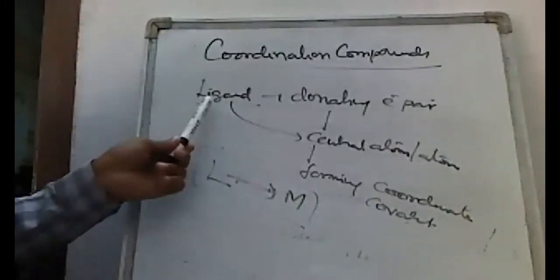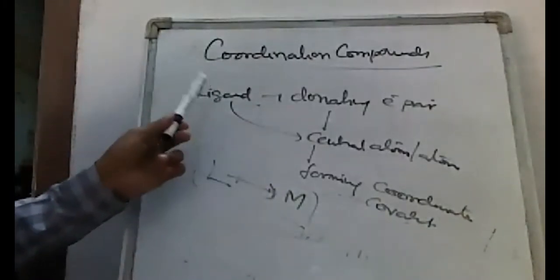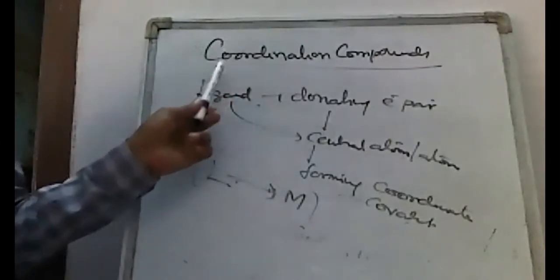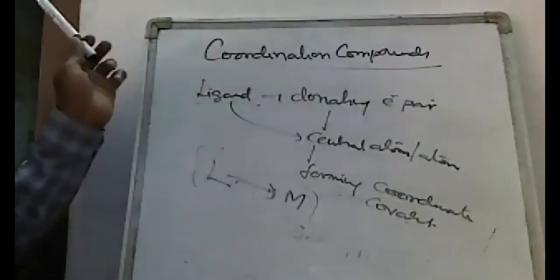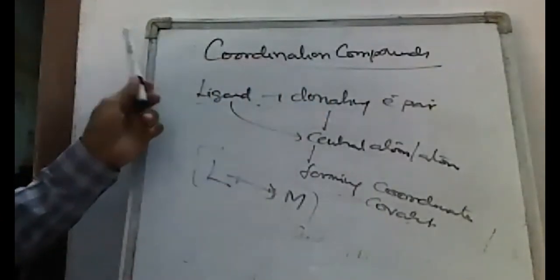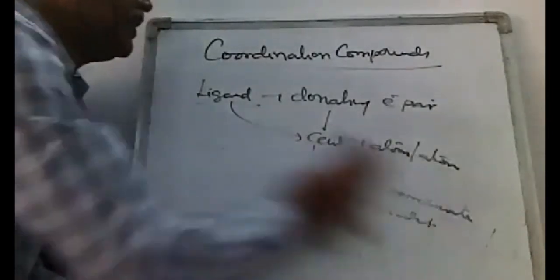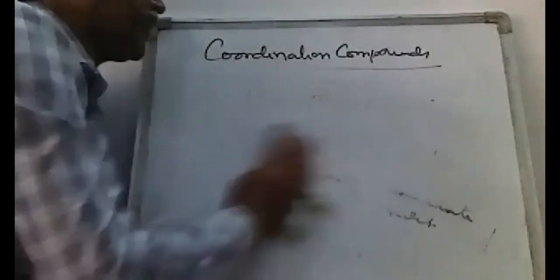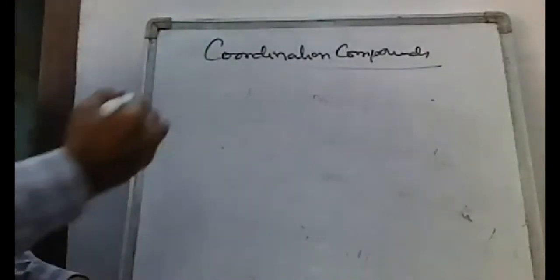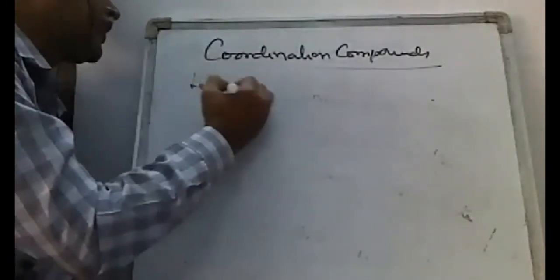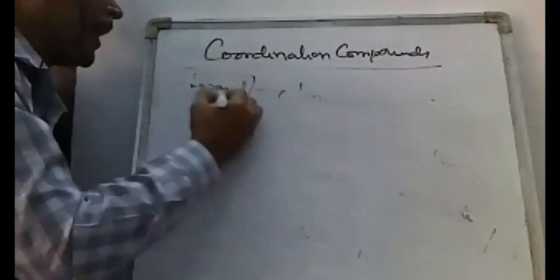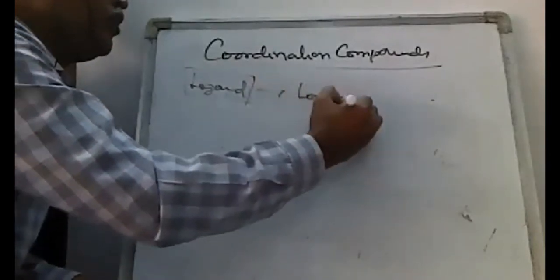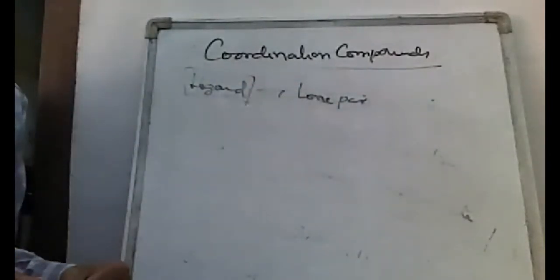That's why in these compounds there is a formation of coordinate covalent bond between ligand and metal. We are calling them coordination compounds. There are several types of ligands. To act as a ligand, it should have at least a lone pair of electrons to form a coordinate covalent bond.